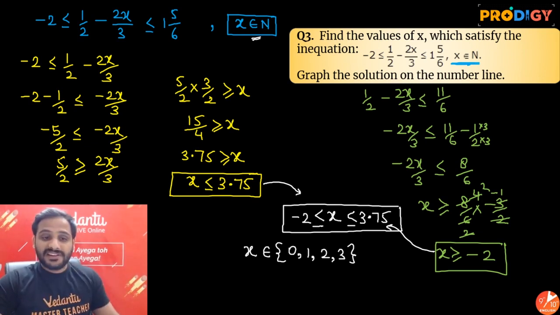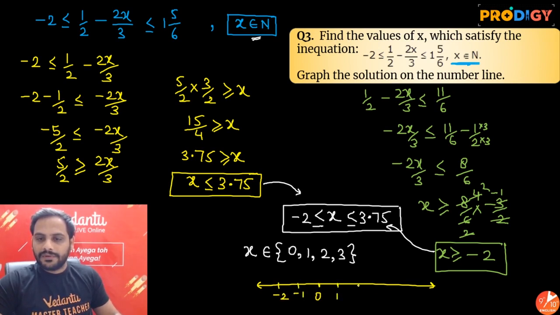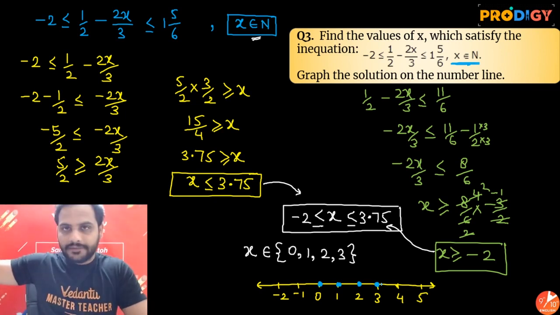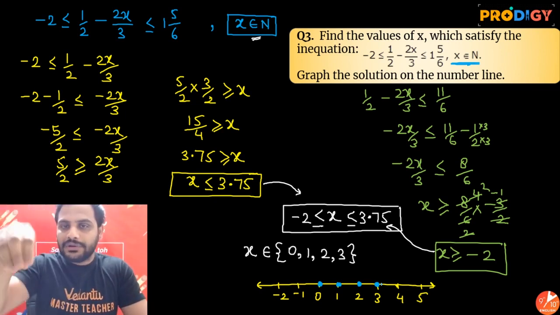Now, how do I represent this on a number line? Suppose this is the number line: minus 2, minus 1, 0, 1, 2, 3, 4, and 5. Now I only have 4 possible values of x, that is 0, 1, 2, 3. Whatever values are possible for x, only at those points put the dots. I am not joining them with a line. These points are separate. I am talking about only that particular value.